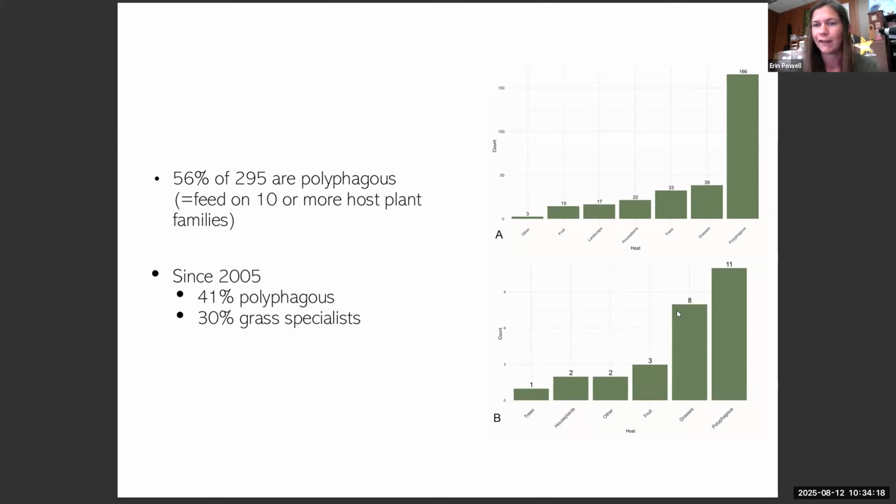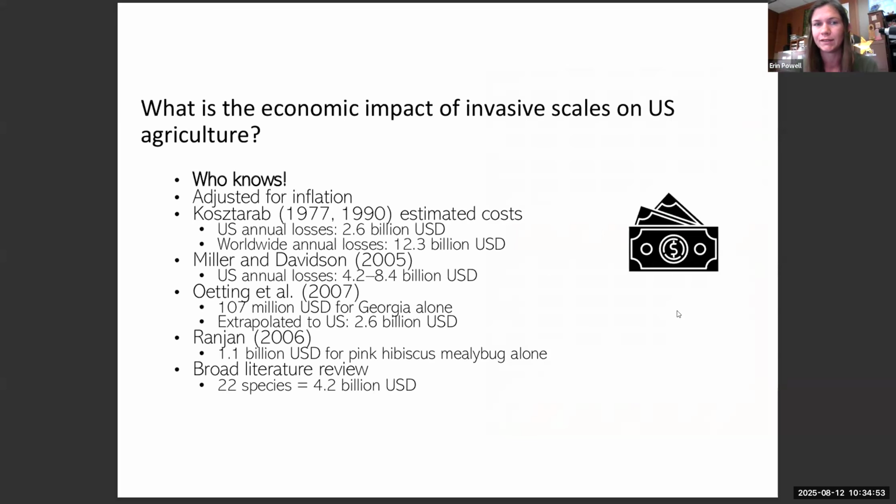And then one interesting trend that I found is that in the last 20 years, we have a higher number of grass specialists. So scale insects that specialize on grasses, particularly bamboos, have been invading the US a little bit more in the last 20 years. So it's interesting to watch these pathways and ask, what commodities do we need to focus on inspecting more to look for these invasive species? And certain things come up and down in popularity. If bamboos are seeing a surge in popularity in the ornamental trade, then we might also see more of their specialists accidentally invading the US.